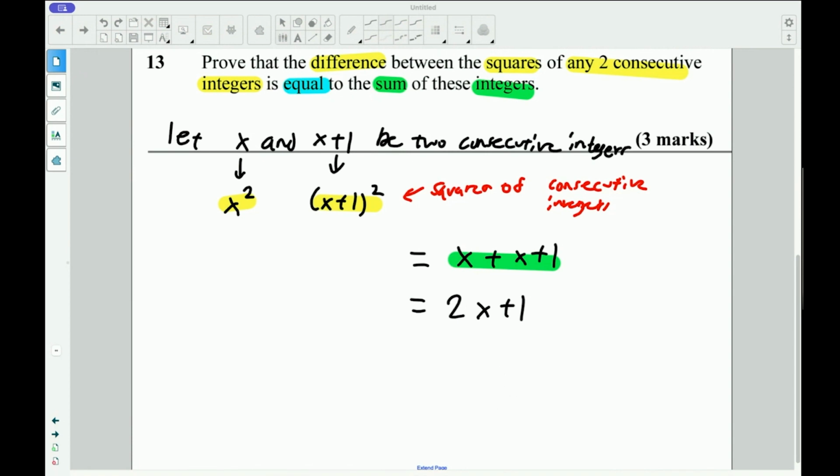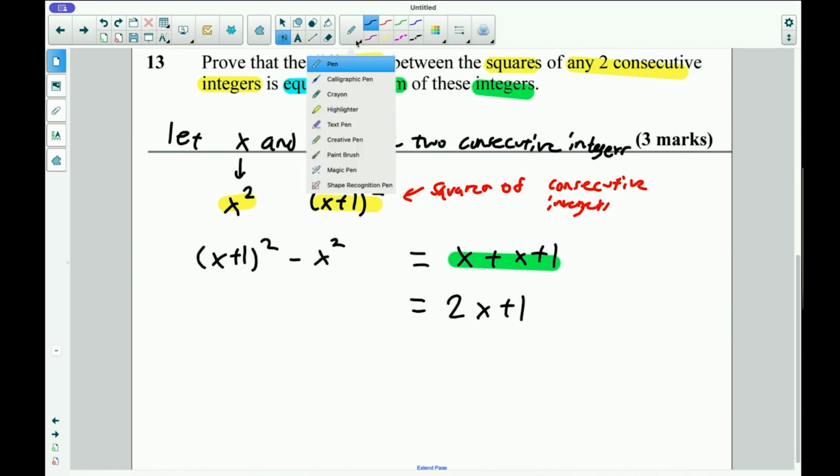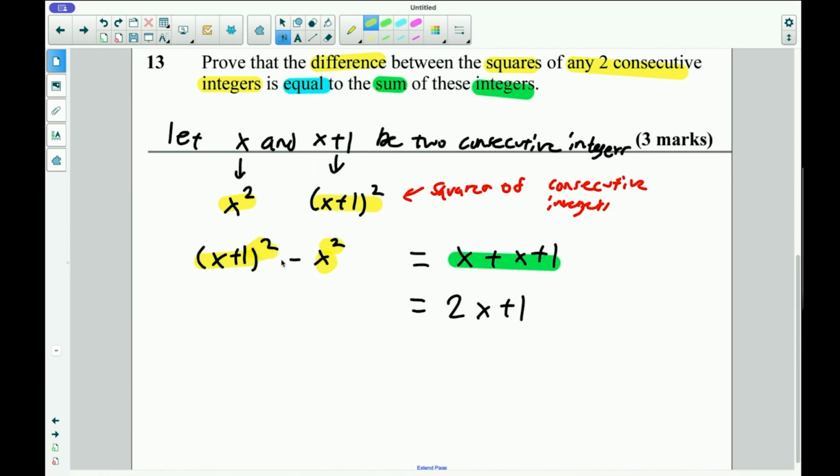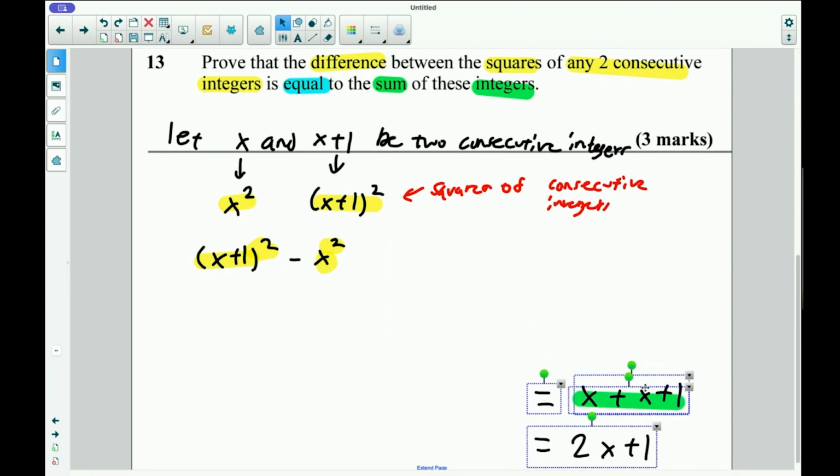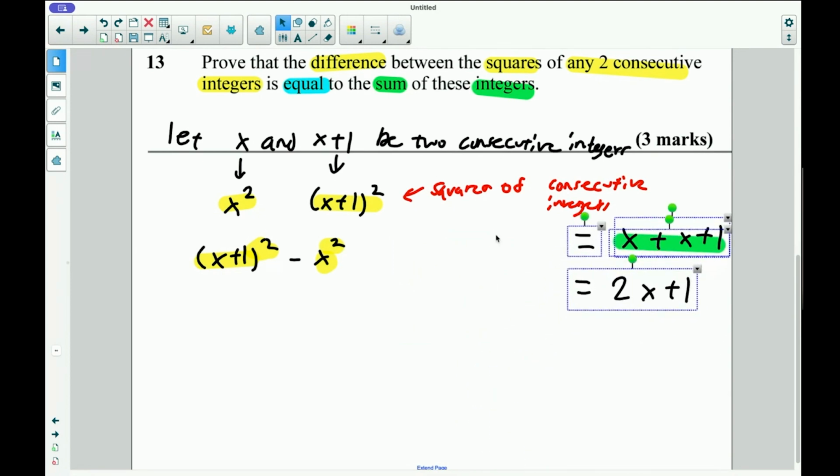All right. So if we're looking at the difference, we're going to put the bigger number first, and we're going to subtract the smaller number, okay? So the bigger number is going to be the one where we have x plus 1 squared. So we're going to have x plus 1 squared minus x squared here, okay? So this is the difference between the squares of any two consecutive integers, and that's what we want to see, okay? So this portion here, I'm actually just going to leave at the bottom, off on the side.